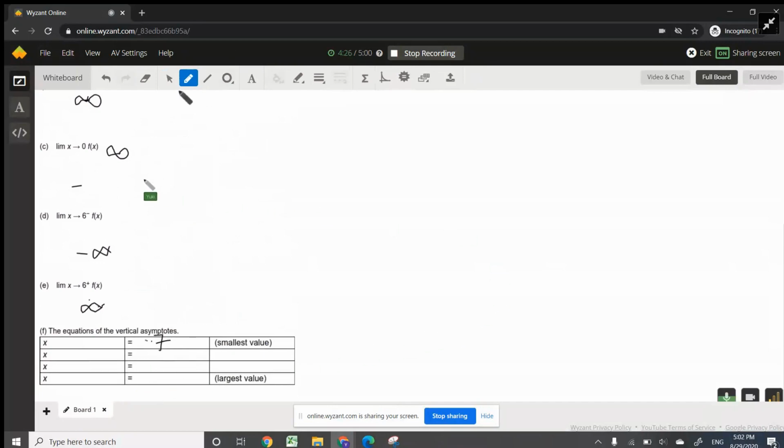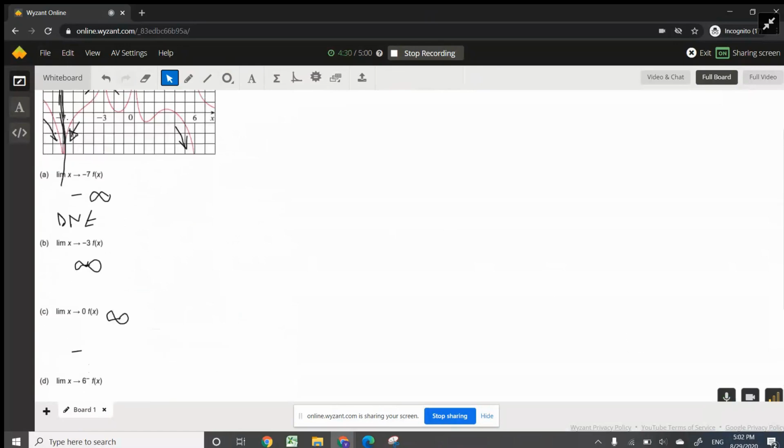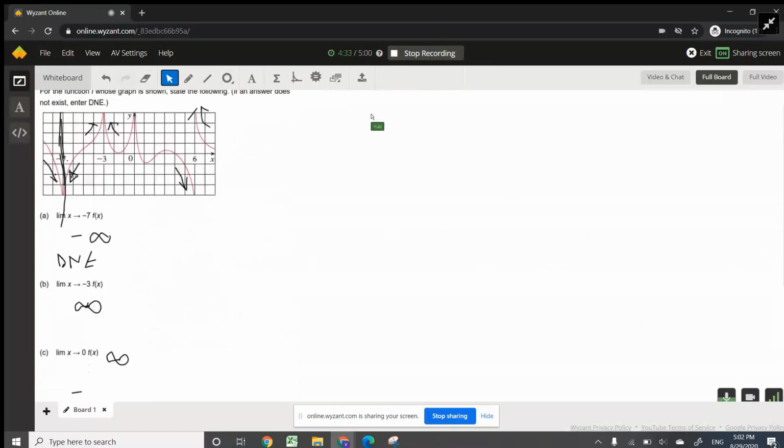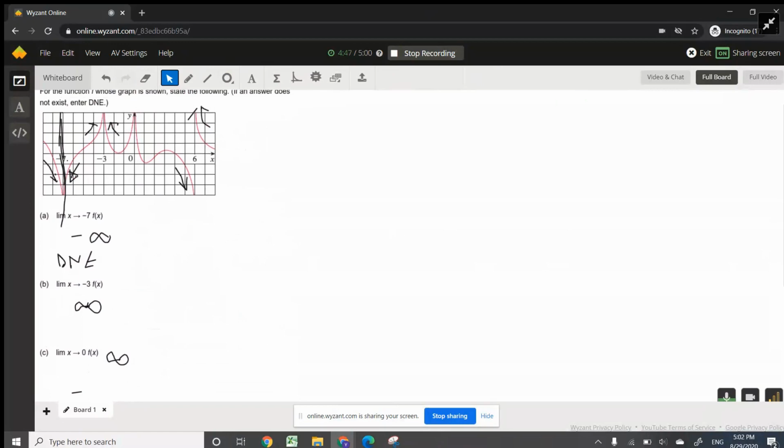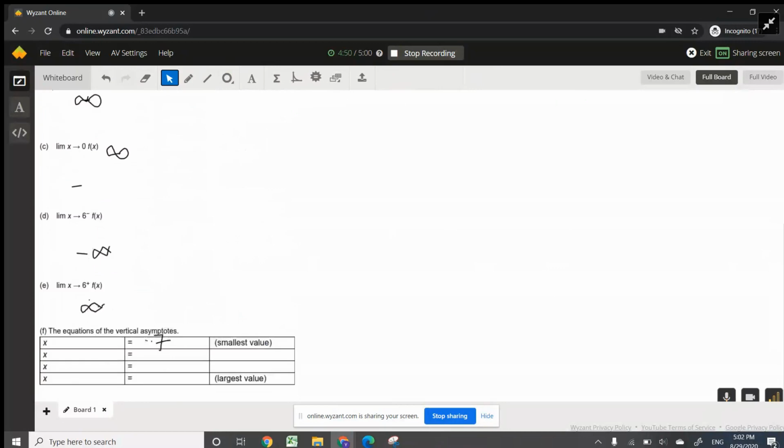Okay, and the next one, so we will just look at all the places where the function seems to tend toward infinity or negative infinity. So the next one up is going to be x equals -3, and then it's going to be 0, and then the next one is going to be 6, which is the largest asymptote there. So -3, 0, and 6 are the last three. And that is what we have.